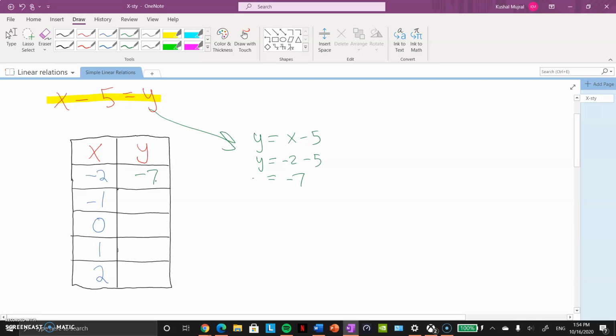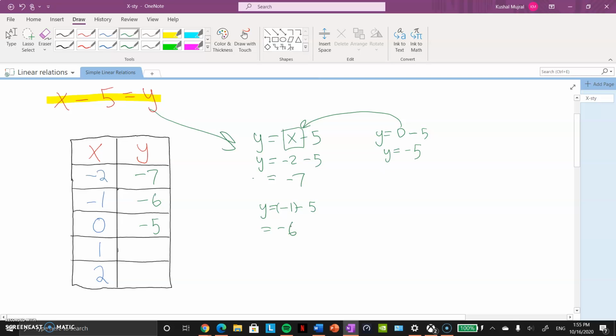Now let's take a look at -1. Y equals -1 minus 5, because we're plugging in -1 for x, equals -6, so here you're going to write -6. So y equals 0 minus 5, because we're plugging in 0 for x. So y equals -5, so you're going to write -5 over here.